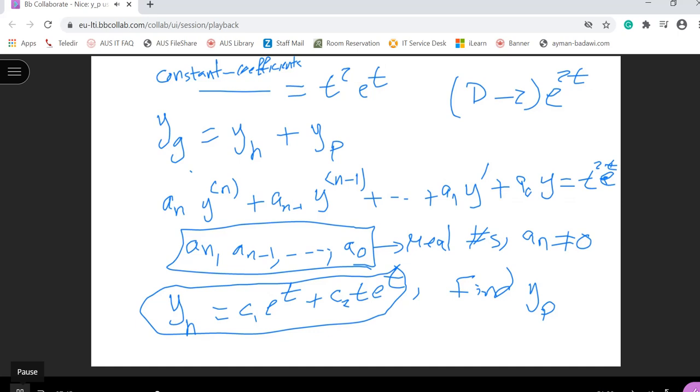Here, since I'm teaching Laplace at the beginning, I'm going to show you how you calculate y particular easily.